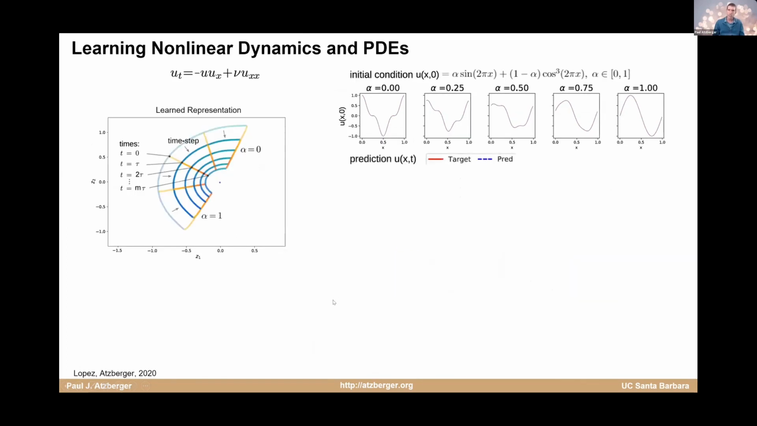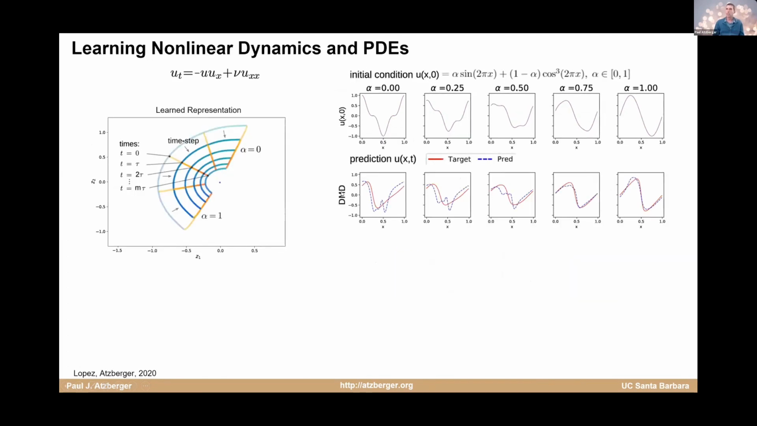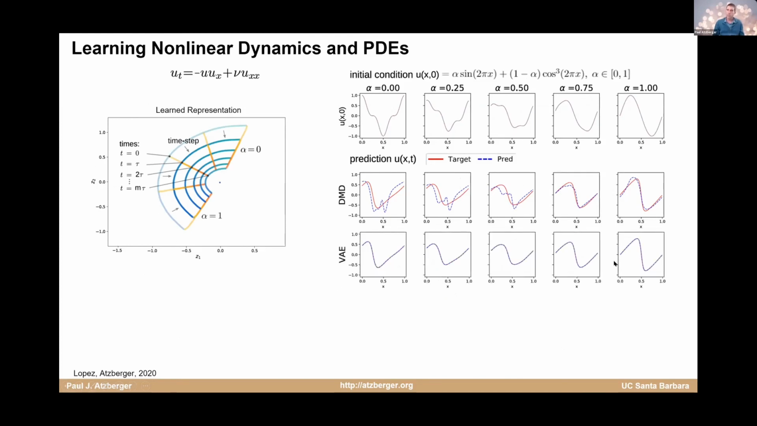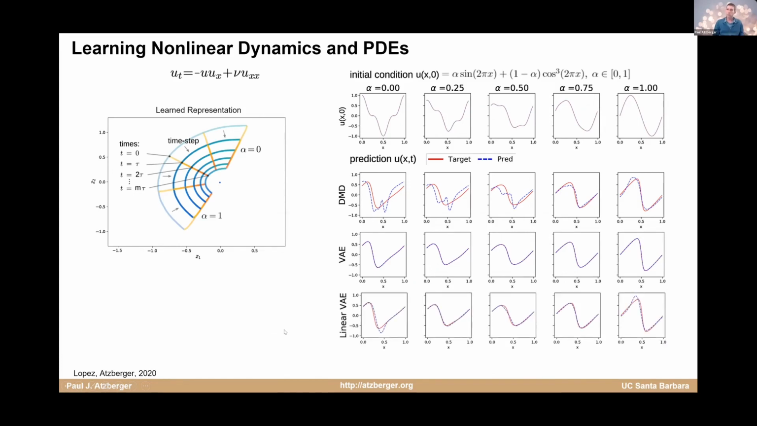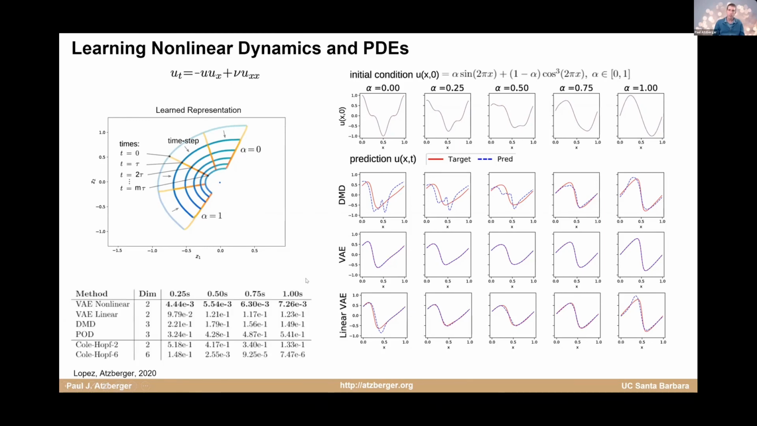And this is showing now the predictions using something like dynamic mode decomposition. You can see it's quite problematic in predicting the nonlinear dynamics. This is the VAE results. And if we were to do linear VAE, where we have a linear input and output space, we can do a little better, but we still can't quite capture those nonlinearities well.